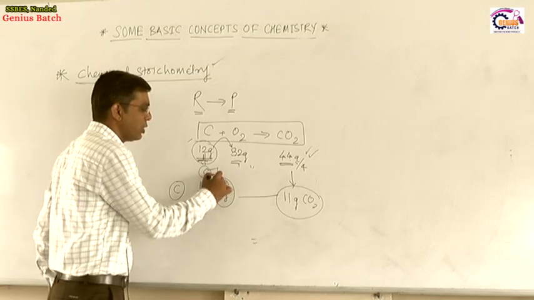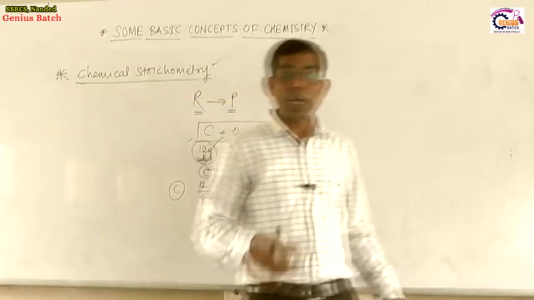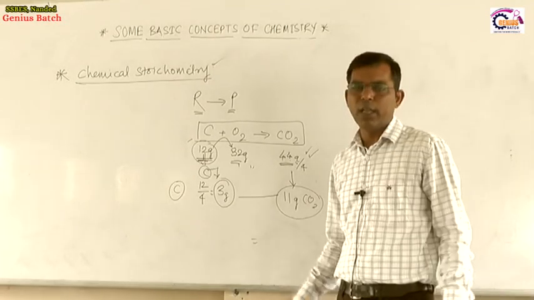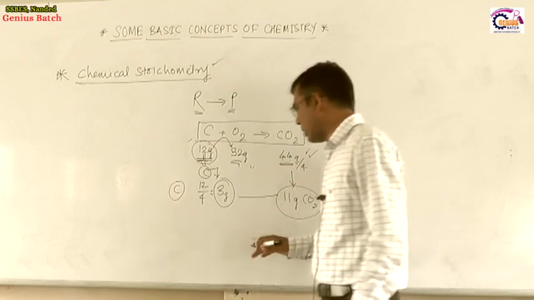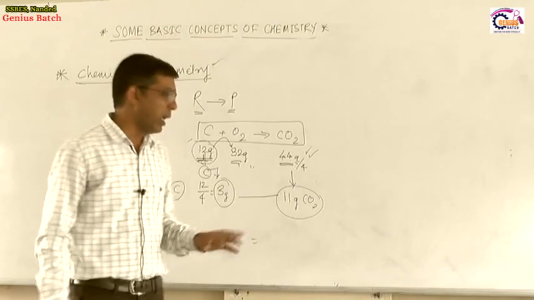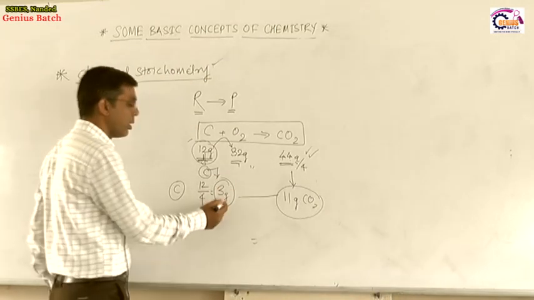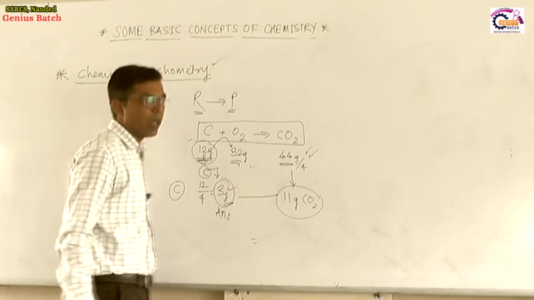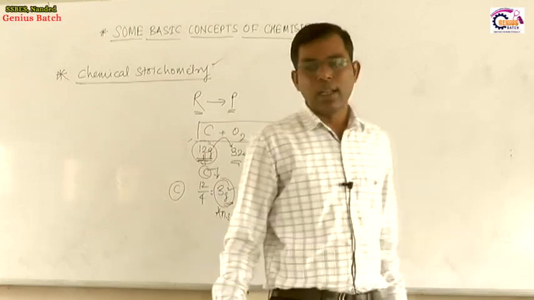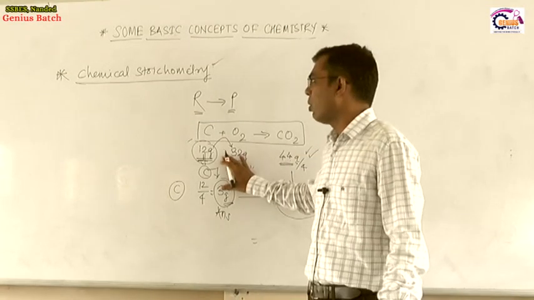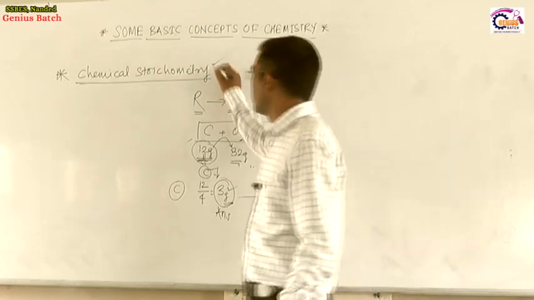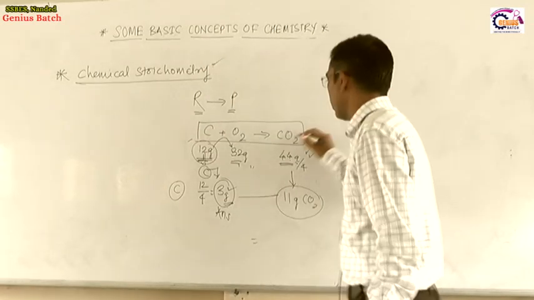These calculations are called stoichiometric calculations. This type of calculation is very important in 12th standard also. We must know how to calculate what amount of reactants and products are required. So our answer is 3 grams of carbon. 3 grams of carbon is required. So these calculations are called chemical stoichiometric calculations.